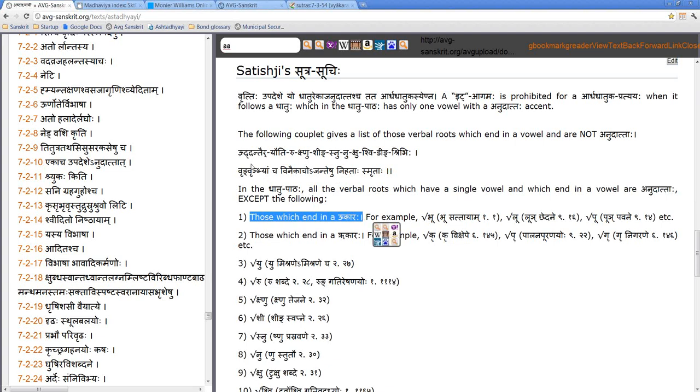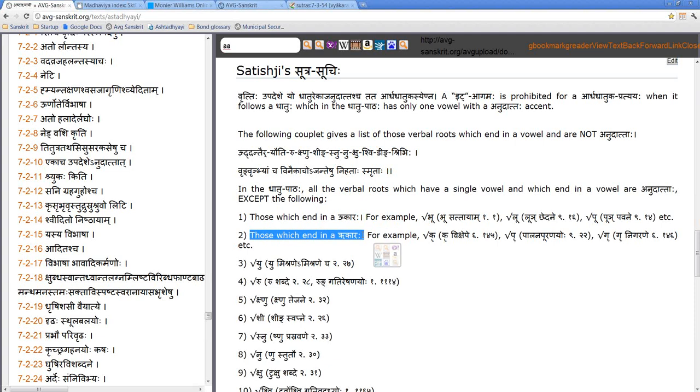So, ud rud antaihi. Ud means dirgha, ukarantaihi. So, ud means only ukaraha, ending with the ukaraha. So, ud rud antaihi: those which end in a ukaraha, those which end in a rukaraha.